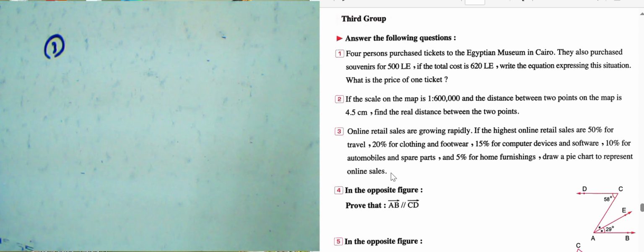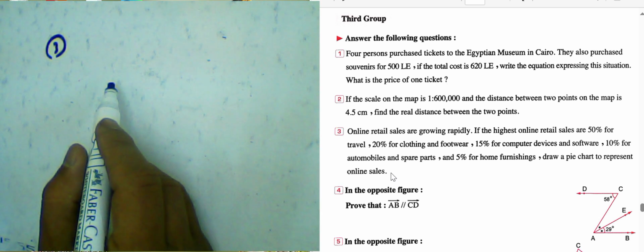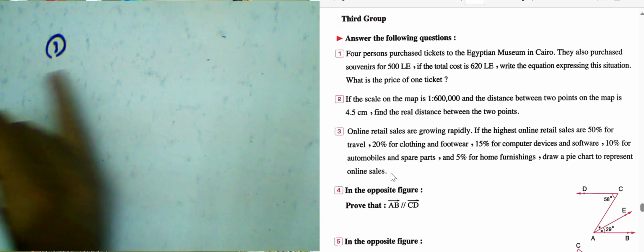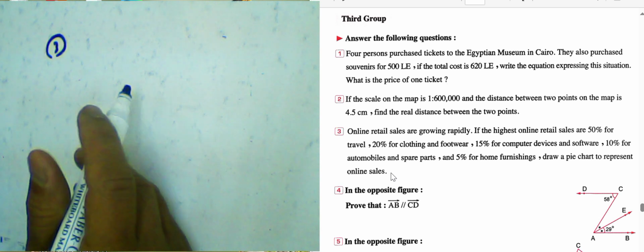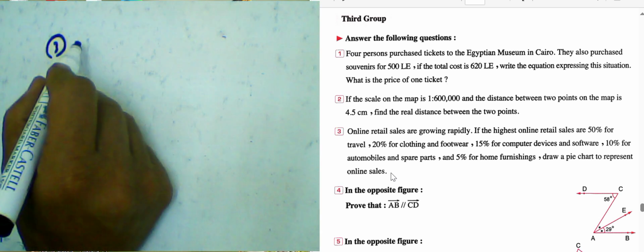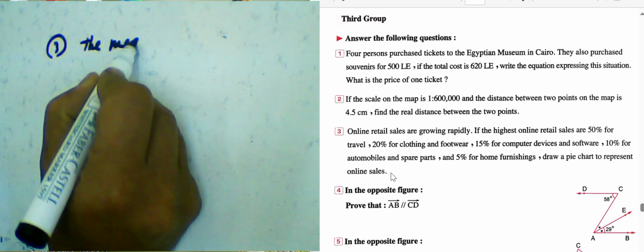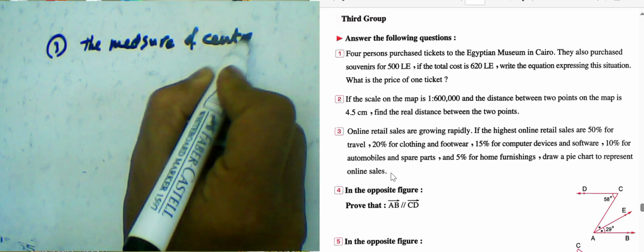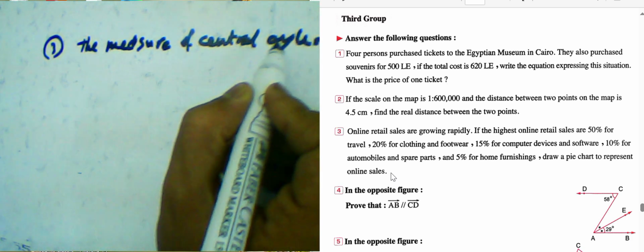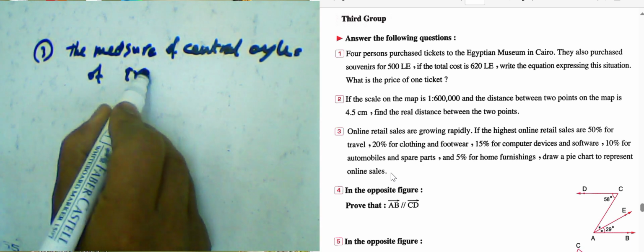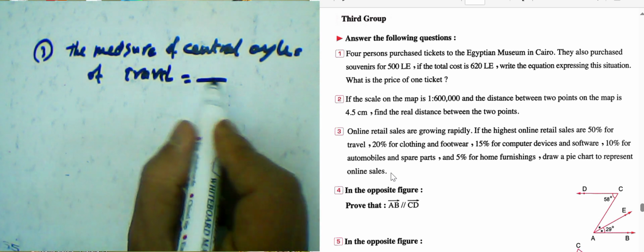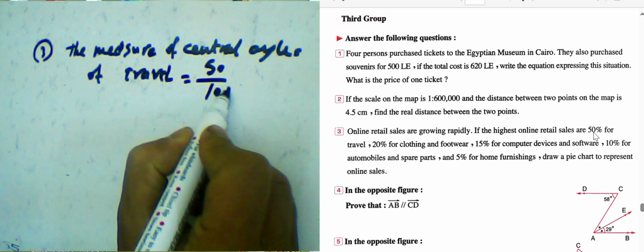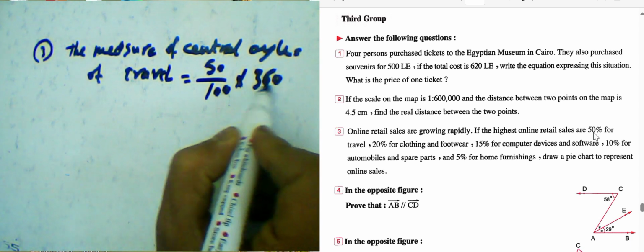First step, we can find the first percentage: 50% refers to travel. Okay, we can find the measure of the central angle of each one of them. The measure of the central angle of the first one, travel. We can find the percentage here was 50%. It means 50 over 100 times 360.